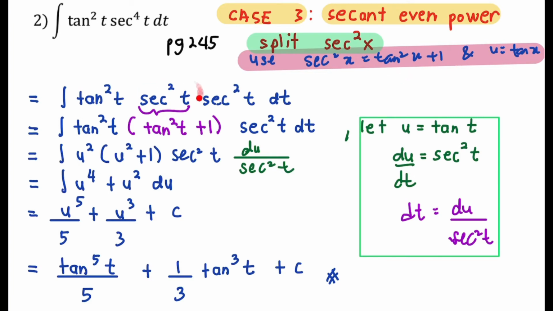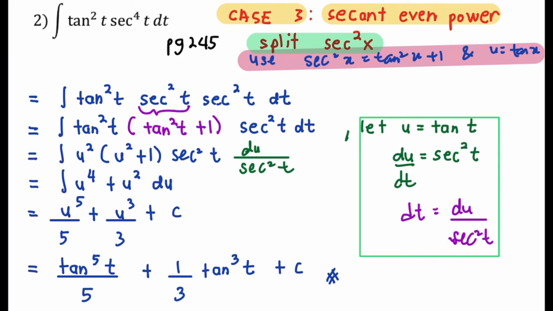Next, let's use the identity, secant squared changes to tangent squared. So one of them, let's change to tangent squared t plus 1. And the rest of them, just rewrite it back. Now, let's follow the next guideline. Let u be tangent x. So let's do this. Let u be tangent t. And then du over dt is just secant squared t. Therefore, dt is equal to du over secant squared t. So this is very important because you have secant squared t left out and this one will be cancelled out.